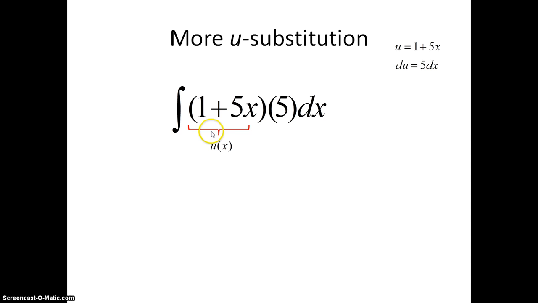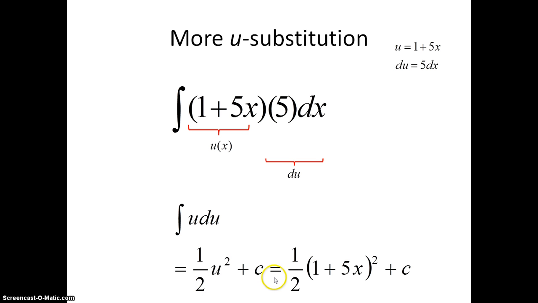For some of us, we just look, and in our mind we're going to label the sum as u, the derivative of the sum, u prime, is 5, and then 5 dx becomes du. And then we can simply rewrite the original integral as the integral of u du. We go up to a quadratic. Our antiderivative is 1/2 u squared plus c. And then wherever there is a u, we go back and plug in 1 plus 5x.